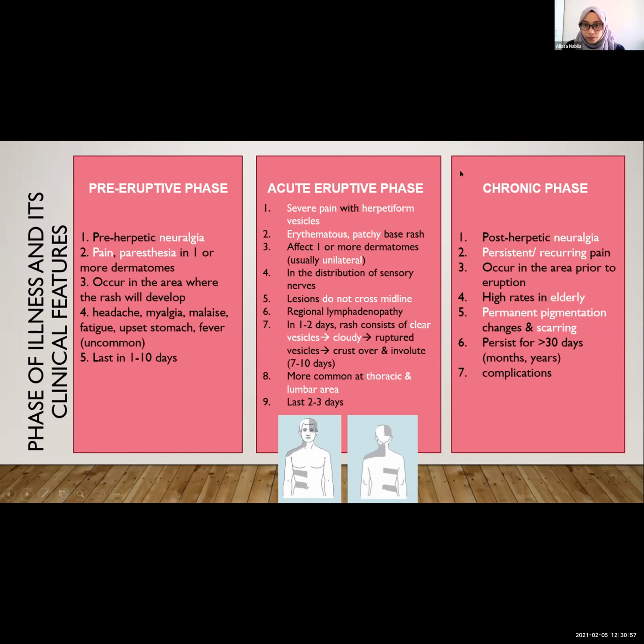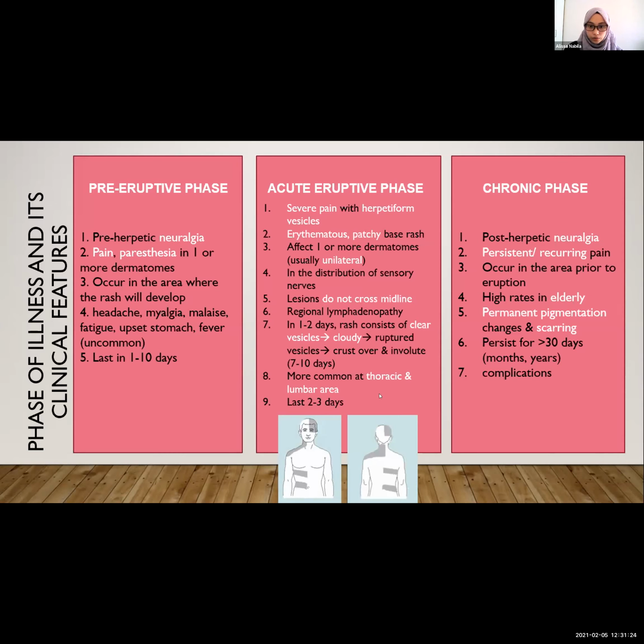And then the chronic phase. It can occur for years even after the shingles has resolved. It is associated with complications, and the most common complication is post-herpetic neuralgia. The patient will complain of persistent and recurring pain, and it usually occurs in the area prior to the eruption. It has a high rate in the elderly. It is associated with permanent pigmentation changes and scarring.